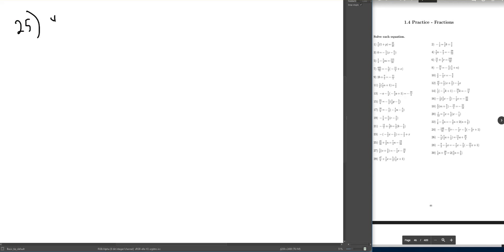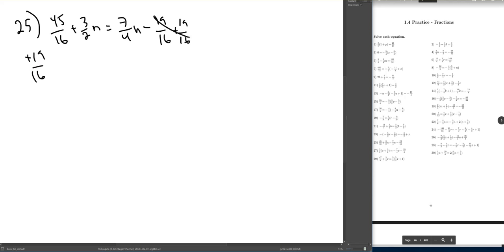So 45/16 plus 3/2n equals 7/4n minus 19/16. Okay, so what's going on here? I guess they want us to multiply everything by 16, right? That's what I think. Actually, we could combine these together, couldn't we? So if I add 19/16 here and I add 19/16 here, this cancels out, but 19 plus 45, 4, add the 1, 64.